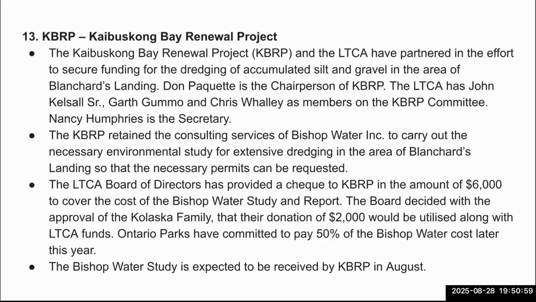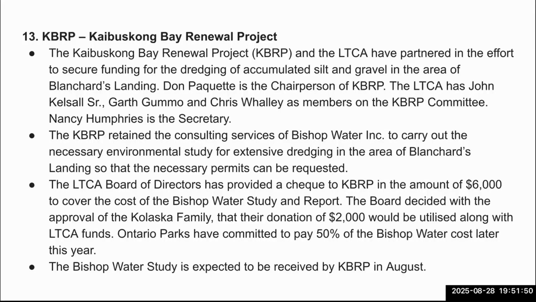To get that underway, the KBRP committee did not have any funds. So as a priority of ours as LTCA, we decided to finance that at about $5,800 to get that study underway. And Ontario Parks said because the first phase of this is within our park boundaries, once the report has been received and presumably the environmental study or application is submitted to them, then they would see their way clear to refund one half of the cost. And it was quite clear that that money would come back to the LTCA.